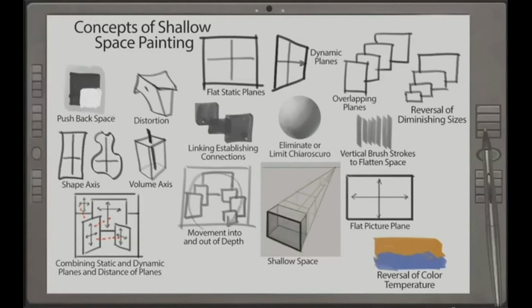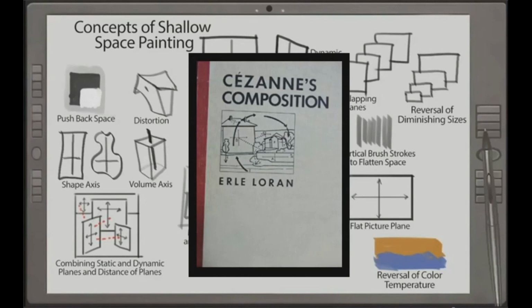Many of these spatial concepts for more shallow or limited space painting can be traced back to Cézanne. And here you see a book that was put together by Earl Loran, and it's all about Cézanne's composition, in which he points out many of these spatial concepts. This is no doubt a great book on Cézanne's composition. When I first got this book, I couldn't put it down. I was fascinated by what Earl Loran was discovering about Cézanne's paintings, how he used composition and space. Absolutely fascinating. No wonder Cézanne is considered the father of modern art.